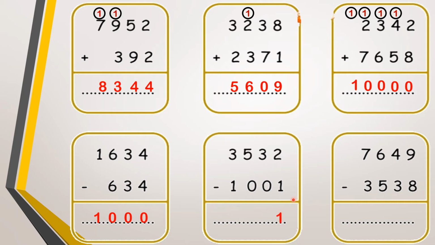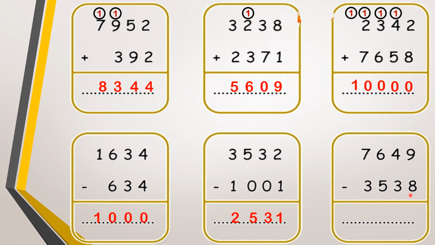2 minus 1 equals 1. 3 minus 0, I will not take anything away from it, so I will drop down 3. 5 minus 0 is also 5, and 3 minus 1 is 2, so it's going to be 2,531.